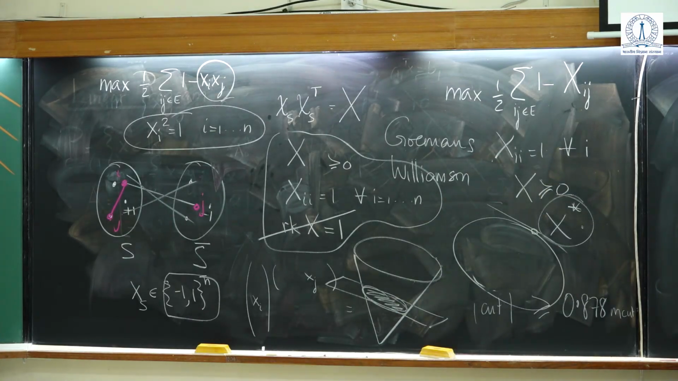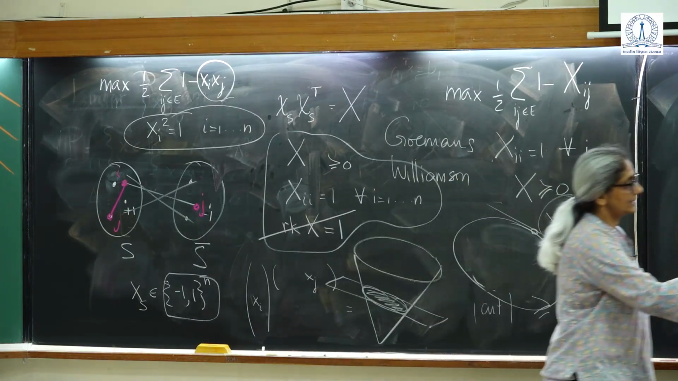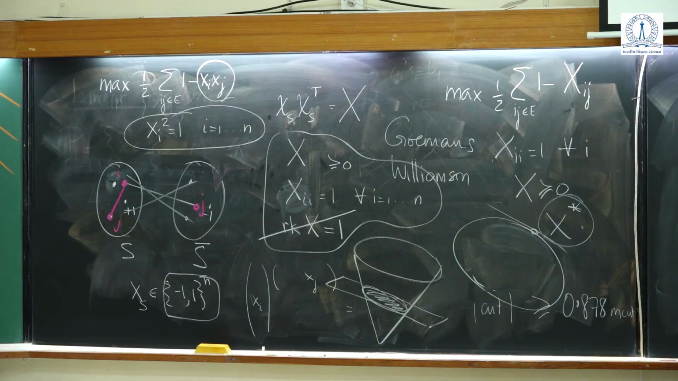Okay, so there we have the definition of SDPs. This is the first exercise. I'm going to leave it to you, maybe we'll do it later. That kind of problem, it's half summation of 1 minus xi xj. That is the total number of edges between S and S bar, right?